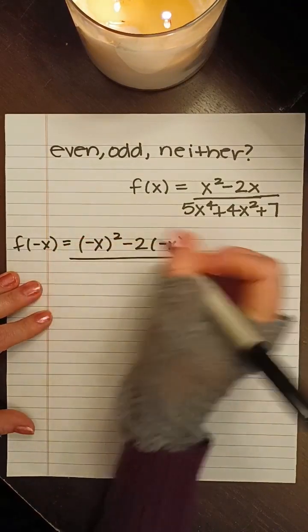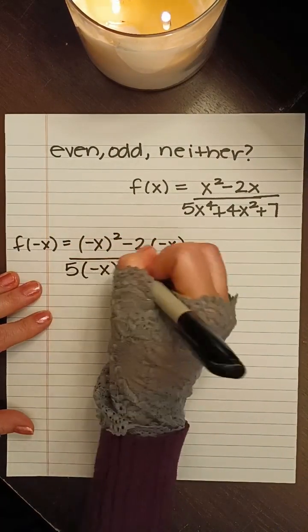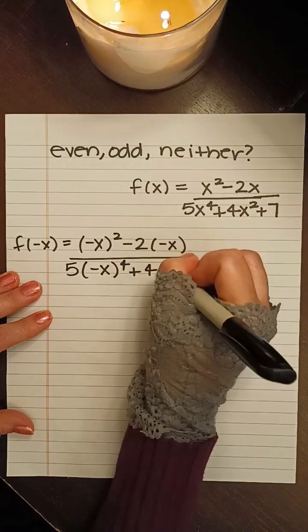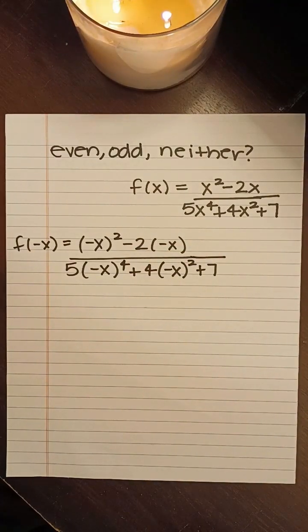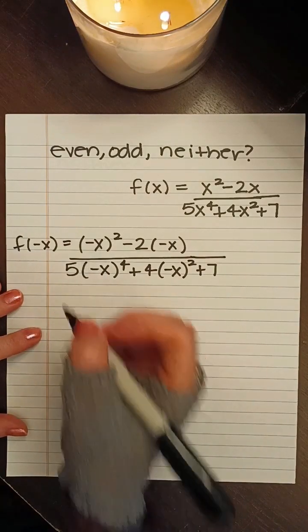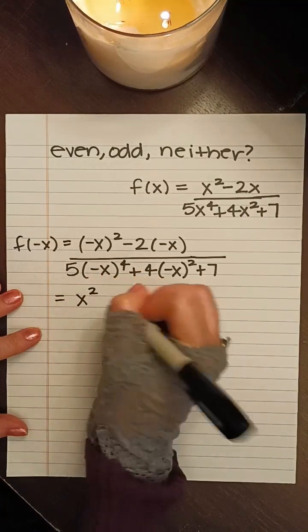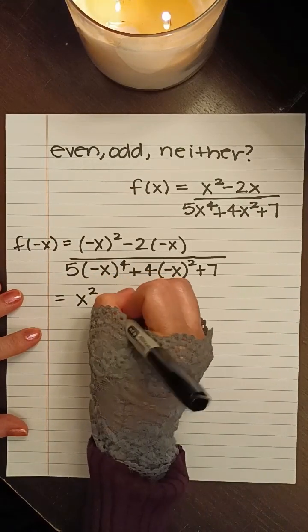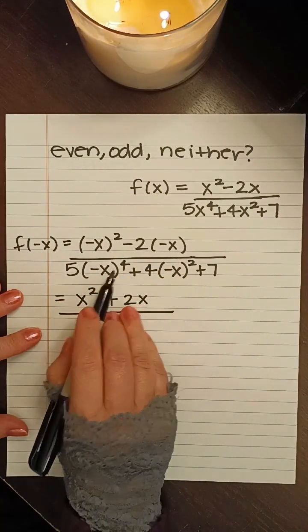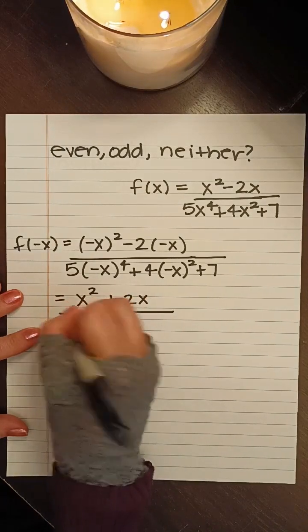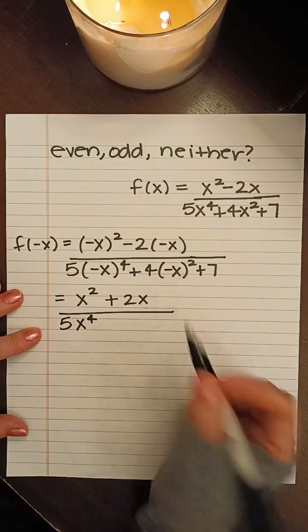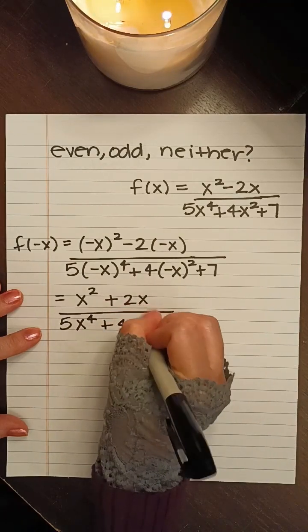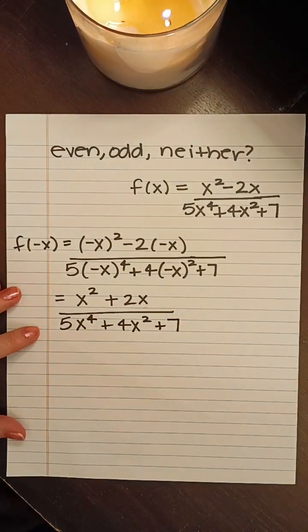After that, I am going to simplify. So whenever I raise a negative sign to an even power, it becomes positive, and negative 2 times negative x is a plus 2x. So again, even power, negative sign, so it becomes positive. Even power, negative sign, so you get plus 4x squared plus 7.